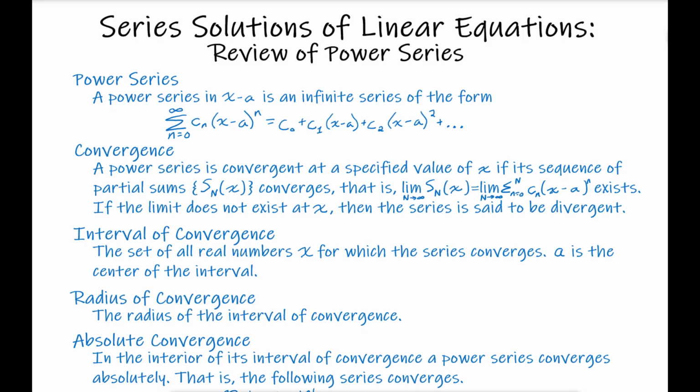A power series is convergent at a specified value of x if its sequence of partial sums, we write that with a capital S sub capital N of x, converges. So what that means is if we take the limit as capital N approaches infinity of our sequence of partial sums, it's going to be some finite value. So it's going to exist. If instead that limit does not exist at x, or it goes off to infinity in some kind of way, then the series is said to be divergent.